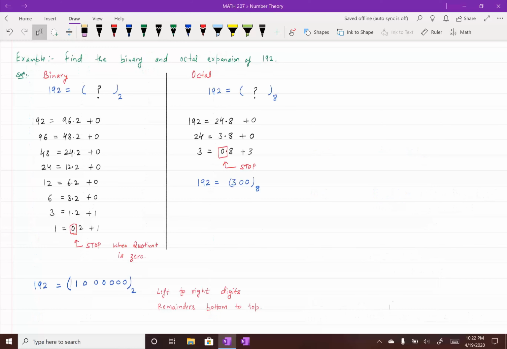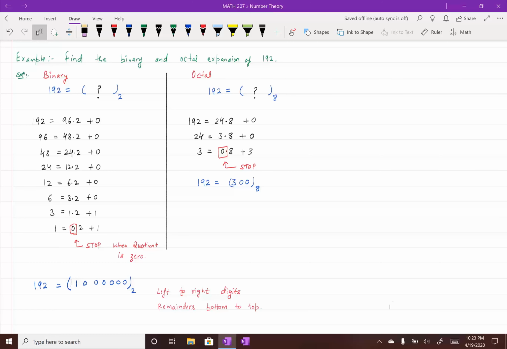So if we have a base b expansion of an integer, then we can use our previous theorem and we can get that integer value. Now we're going to learn how to get the base b expansion of any integer. So in this example, we're going to look at how to obtain the binary and octal expansion of the given integer, which is 192 here. On the left side, we represent the binary expansion of 192. On the right side, we'll represent the octal expansion of 192.